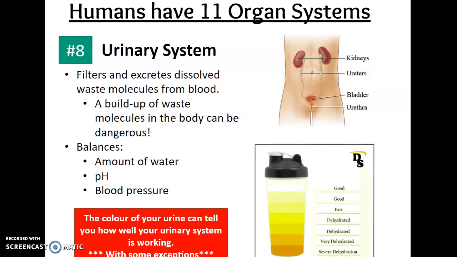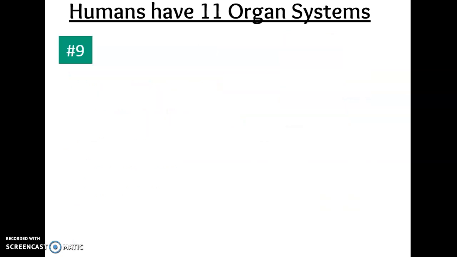The color of your urine can tell you how well your urinary system is working, with, of course, some exceptions. So a very clear liquid would mean your urinary system is working very well, whereas if you have a very dark brown colored urine, this would indicate some severe dehydration.